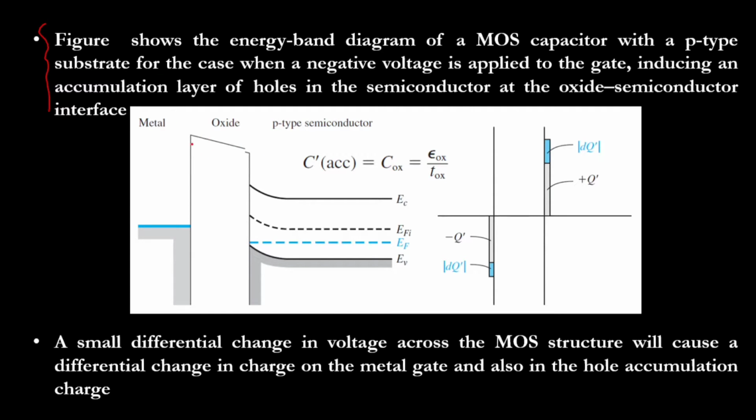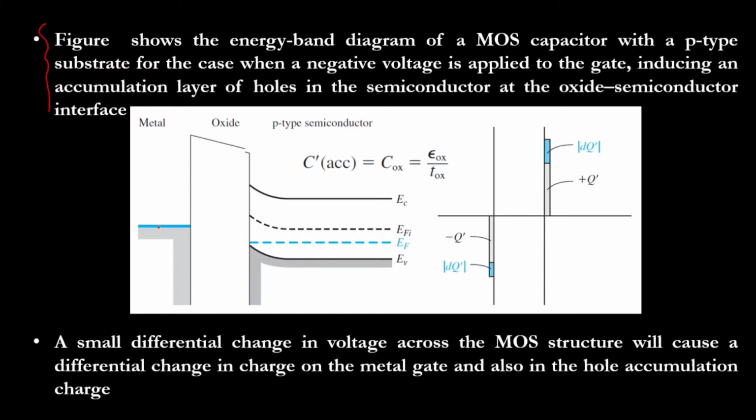We have a metal oxide semiconductor junction here, and initially we know that the Fermi level of the metal and the Fermi level of the p-type semiconductor should lie at the same energy level. But since we apply a negative voltage at the gate terminal, what will happen? The Fermi energy level of the metal is slightly increased. That's why you can see the difference between the Fermi level of the metal and the Fermi level of the p-type semiconductor.